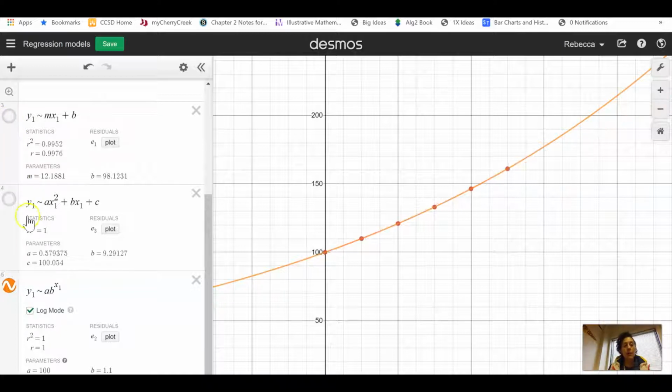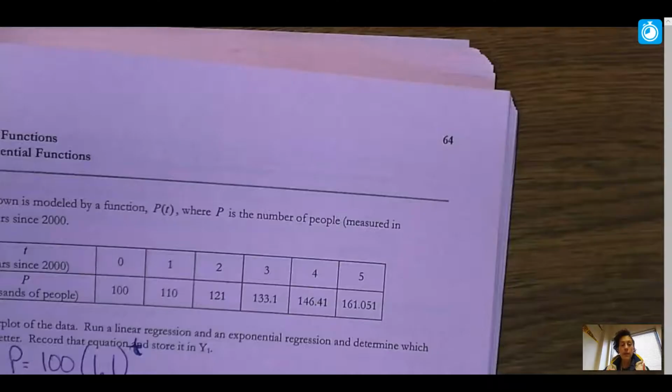So I'm going to ignore the red. I can just tap on the red circle, and you can see that this curve is hitting every single point. I'm going to take the equation and write it down, and then I'll switch it back so you can see what I wrote down. It's going to be P because they're using P, and for A they give me 100, and for B they give me 1.1, and then I have t as my exponent.